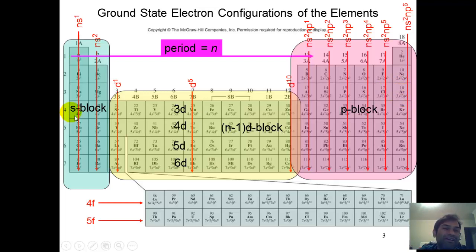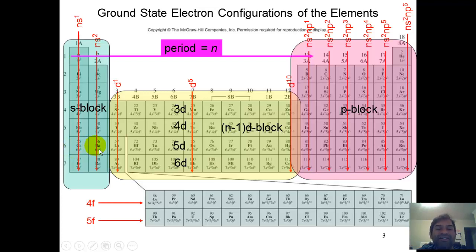The key point here is that after 4s2, we go to 3d, and the 3d's are your transition metals. Then we go to 4p, filling up to 4p6. Then go to 5s2. After 5s, we go to 4d. These are the transition metals. Remember, n-1. After 4d, we fill up 5p. Then we go to 6s, 6s1, 6s2.